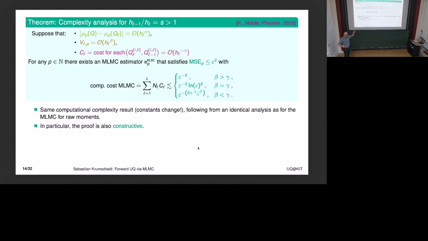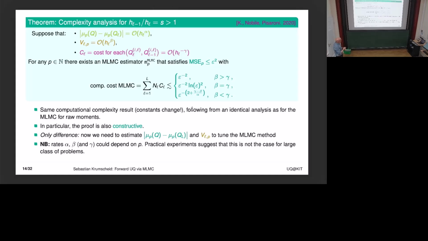Therefore, unsurprisingly, we get, in terms of structure, literally the same complexity result. Of course, it's all now hidden in the assumptions. The only difference is that we need to make some assumption on the bias of a certain p central moment to be of a certain rate. The variance that we've just introduced needs to decay at a certain rate for the difference, and the cost is as before. But under those assumptions, we get the same complexity results. Of course, the constants change, and in fact the constants depend on the p in the p-th central moment. But also, this proof is constructive, and we get explicit formulas on how we should select the number of samples. As I said, the only difference is that now we have to estimate a different type of bias and a different type of variance.